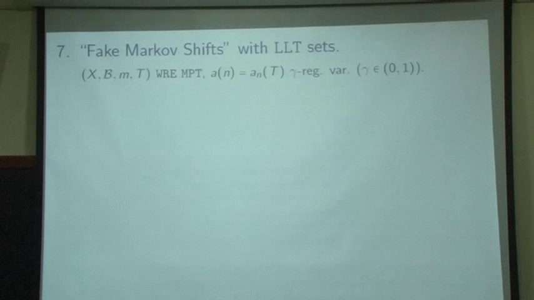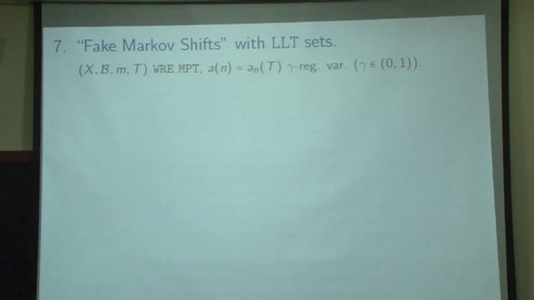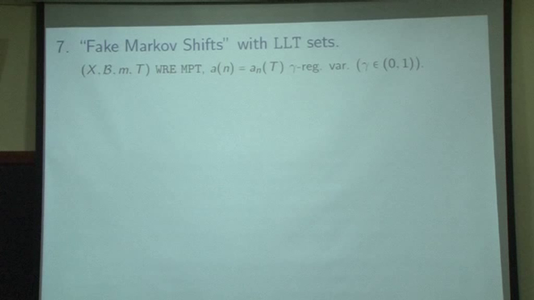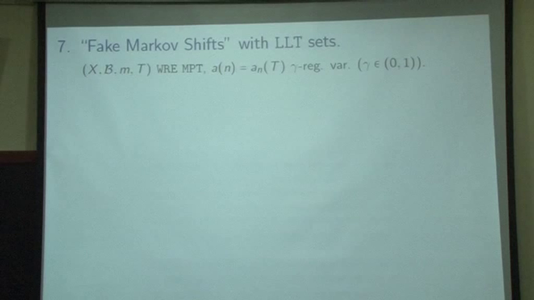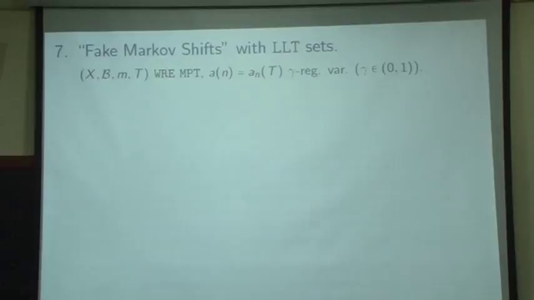Okay, so other examples. I said the fairy shift, so I call these kind of fake Markov shifts. They're sort of isomorphic to some non-recurrent Markov shift, but with some Gibbs measure rather than a straight Markov measure. So we say it's fake. So you have a weakly rationally ergodic measure preserving transformation, and you have a_n regularly varying with index gamma. Gamma is strictly between 0 and 1. That's because I'm going to use this Garcia-Lamperti local limit theorem trick.